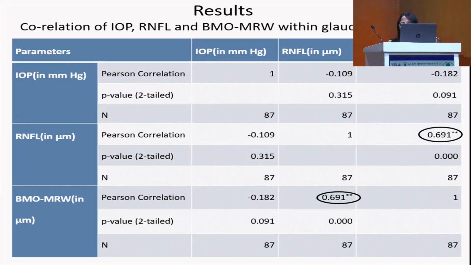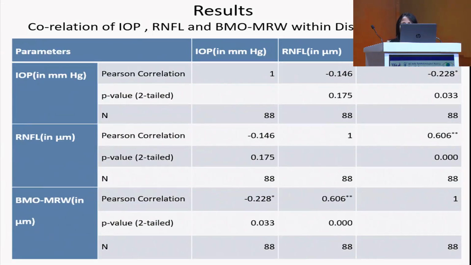Which means that the change that occurs in the value of these two parameters with glaucoma progression is significant. Similarly, we also found similar results for correlation of IOP with these two parameters, where the values were significant for comparison between RNFL and BMO MRW.